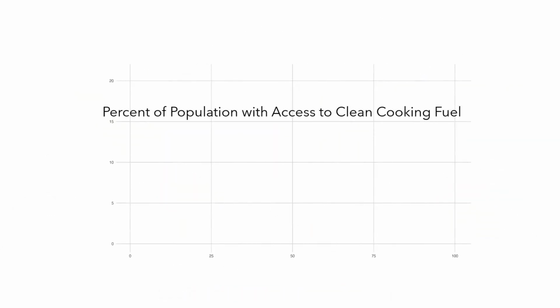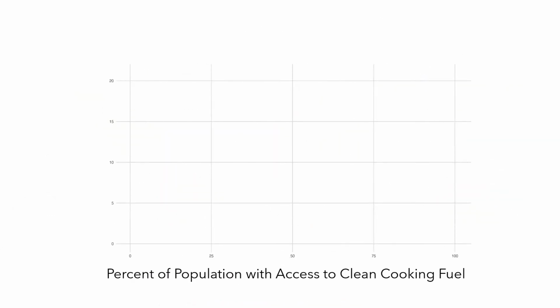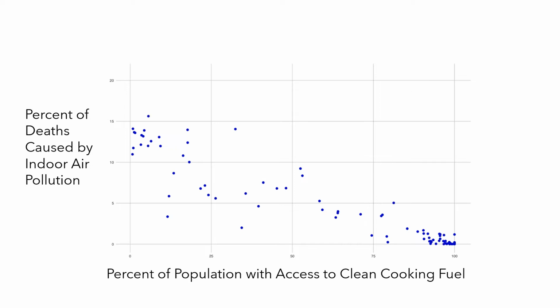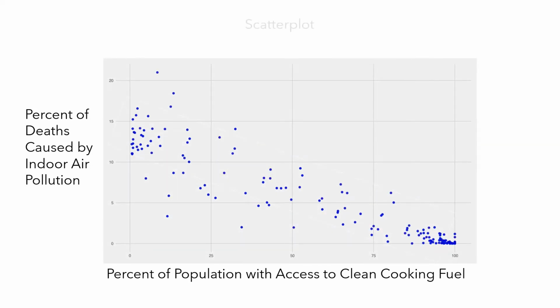We can start by making a graph that uses the percent of the population with access to clean cooking fuel as its horizontal axis, and the percent of deaths caused by indoor air pollution as its vertical axis. Then, let's think about the first country alphabetically we have information about, in this case, Afghanistan. In Afghanistan, in the year these data were collected, just over 32% of the population had access to clean cooking fuel, and just over 14% of the deaths were caused by indoor air pollution. We can create a point on the graph that represents these two values simultaneously. This point represents the data for Afghanistan. And we can add points on the graph to represent the data for all the other countries too. This type of graph is called a scatterplot.